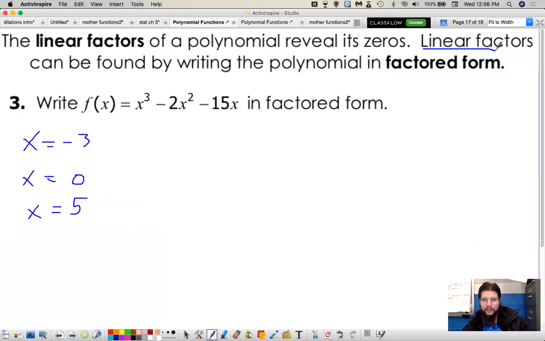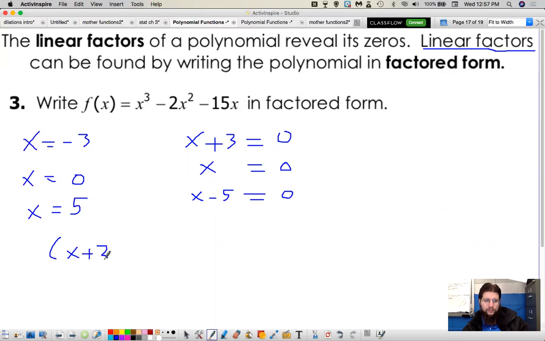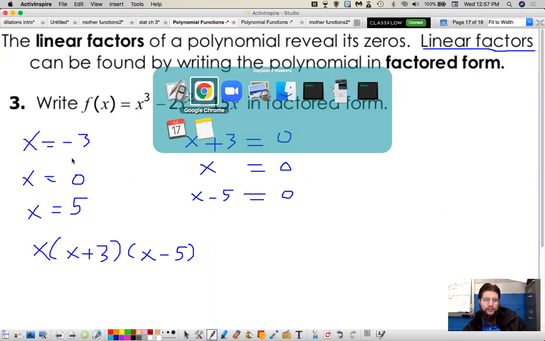We're trying to find our factors. Remember, whenever we're factoring, we looked at our zeros and then went backwards. We solved them for 0. So it makes this x plus 3, x, well, that's already equal to 0, and x minus 5. And that's our factors. Usually if we just have an x, we'll stick it up front. Don't have to, but I like to. And now this polynomial is factored based on its zeros that we got from its graph.